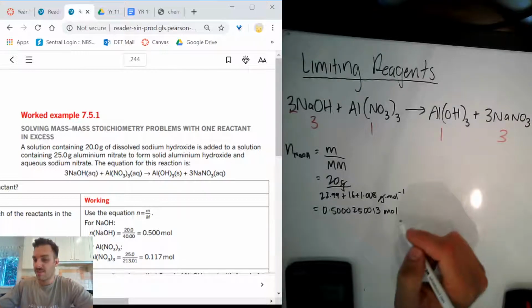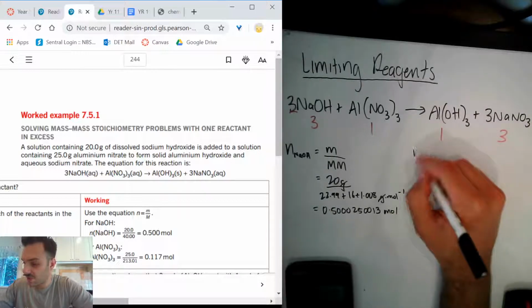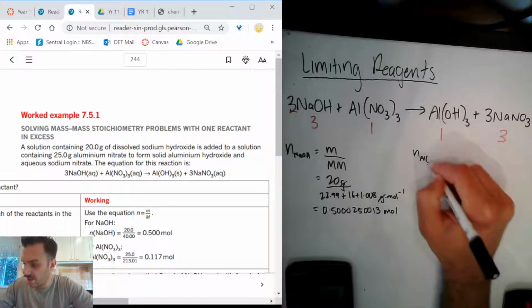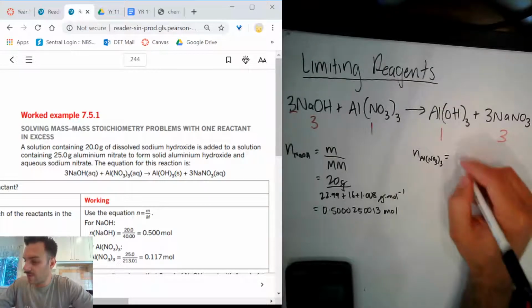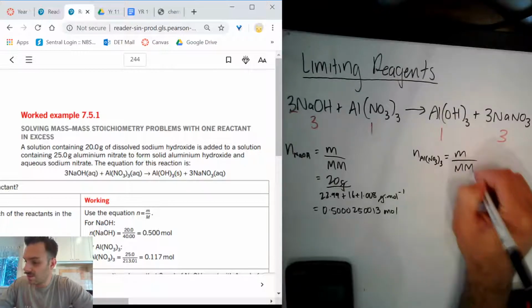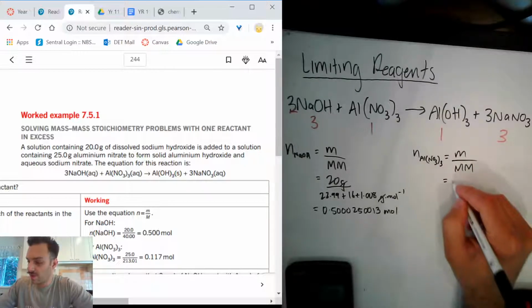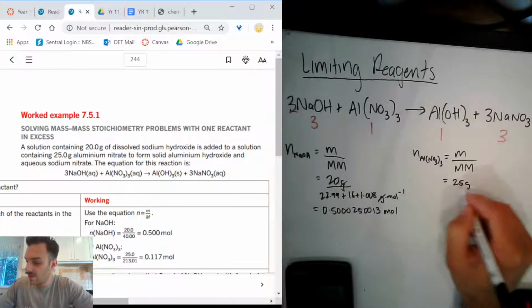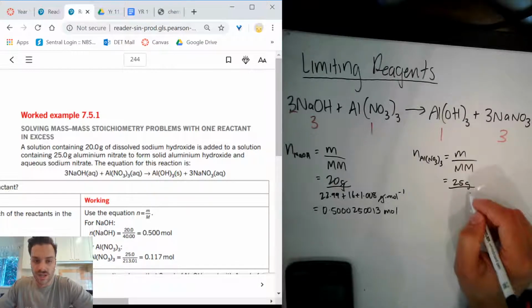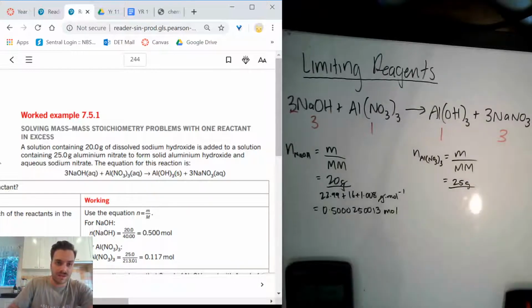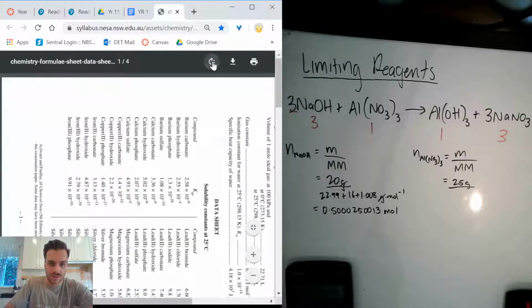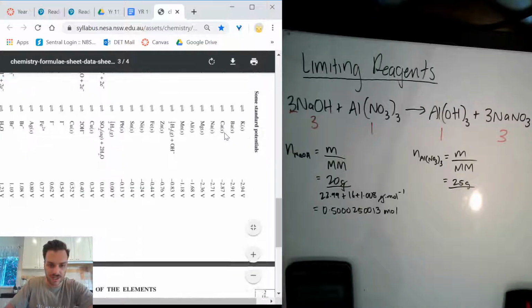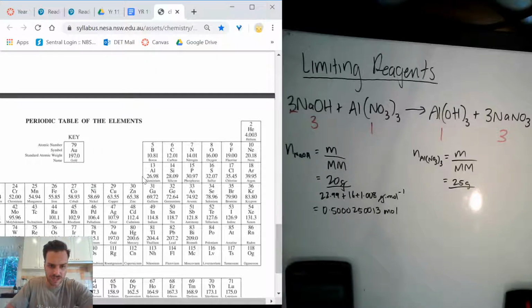We're going to do the same thing now for the aluminium nitrate. So the number of moles of aluminium nitrate is equal to mass on molar mass. Okay, there's 25 grams of the aluminium nitrate, and I don't know this one off the top of my head. The molar mass of aluminium nitrate is, let's go down and have a look at our periodic table. Aluminium is 26.98.